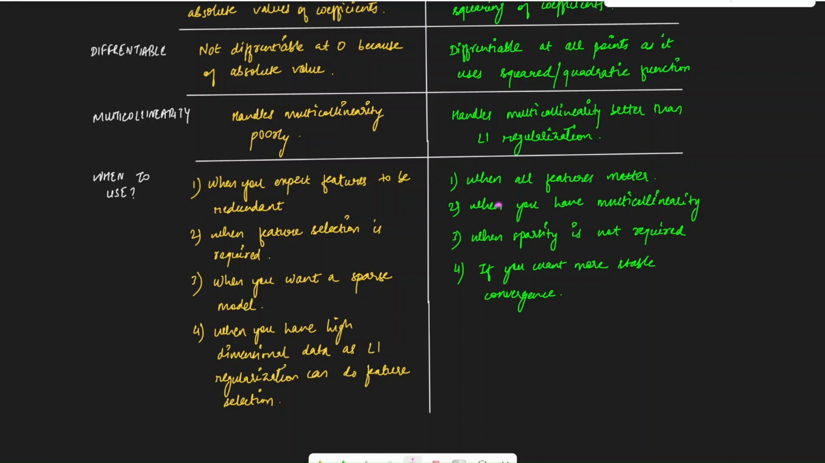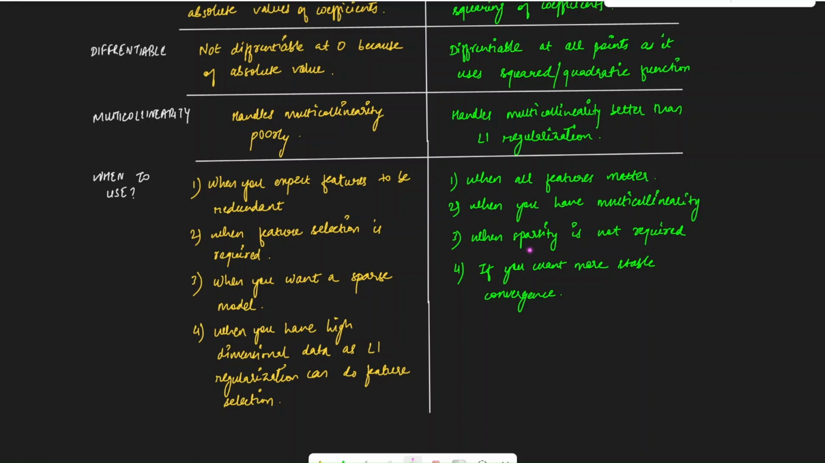Now, what are the instances where we should be using L2 regularization? When we want all the features, meaning all the features are correlated with our target variable and we want all of them in our prediction, that's when we will use L2 regularization, because it does not make the coefficients of these features 0. It shrinks them towards 0 but never equal to 0. When we have multicollinearity, we should be using L2 regularization because we know that L2 regularization handles multicollinearity better than L1 regularization.